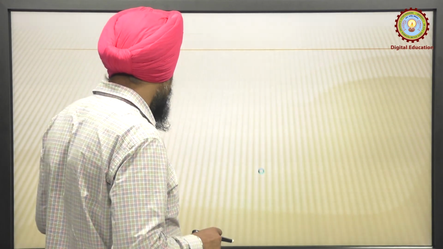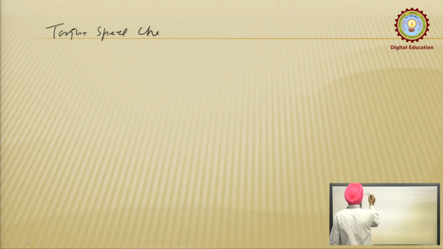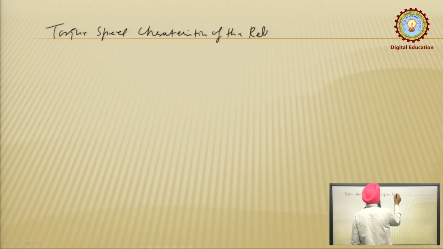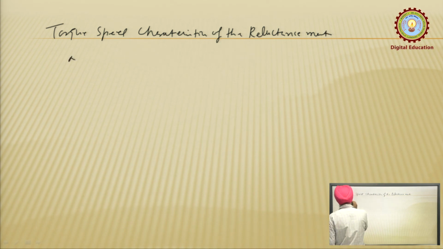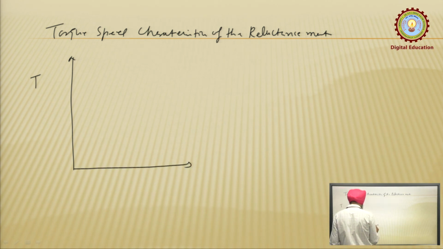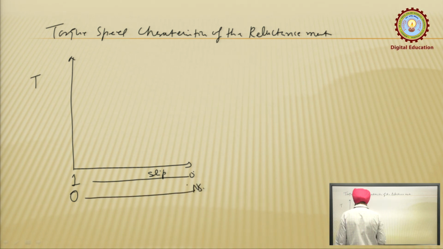Now, if we want to discuss the torque speed characteristics of the reluctance motor, okay, see here, this side on the y axis we have torque, here we have the slip 1, then we have the slip 0, this is the slip variation, okay, and speed of the rotor is 0 here, near the Ns.